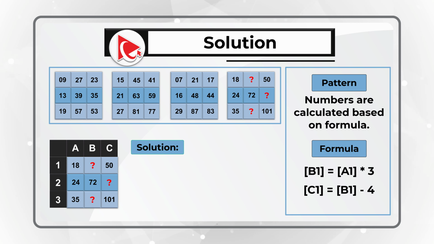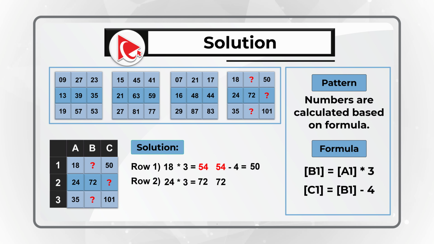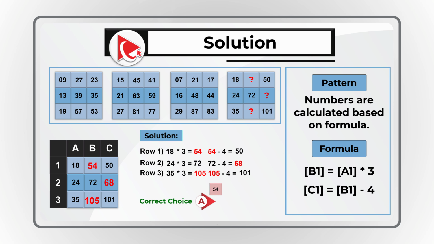So to calculate the missing numbers in row 1, we need to multiply 18 by 3, which equals 54, and then 54 minus 4 equals 50. For row 2, the calculation is 24 multiplied by 3 equals 72, and then 72 minus 4 equals 68. And last but not least, row 3 is calculated as 35 multiplied by 3 equals 105, and 105 minus 4 equals 101. So the correct answer is choice A, 54, 68, and 105.